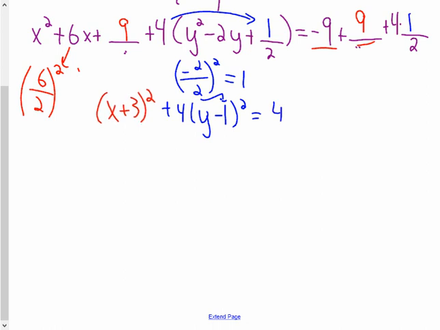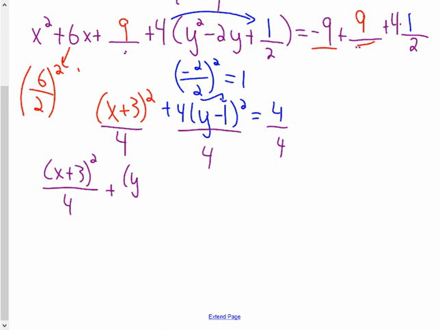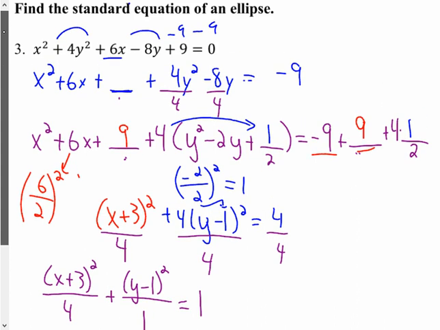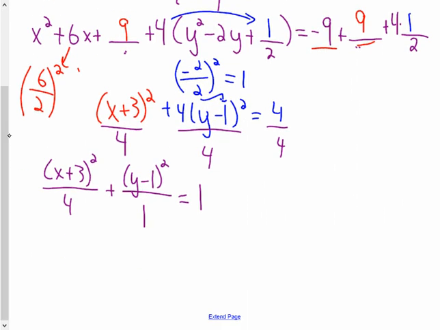Okay. And now, that doesn't match our original form, so we need to divide all items individually by 4, and then simplify. So here's our final form, x plus 3 squared over 4, plus 4 divided by 4 is 1, so y minus 1 squared. We'll leave it over 1, just so you can see that that b value is only going to be the square root of 1 equals 1. And that's it for that one, because it's asking for standard equation or standard form.